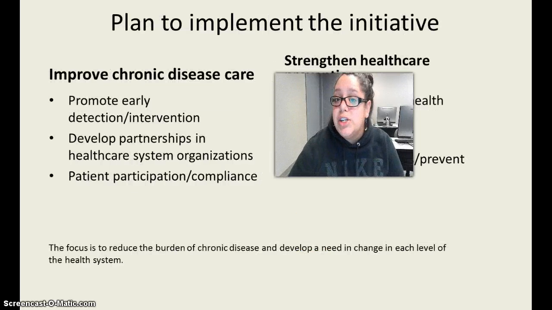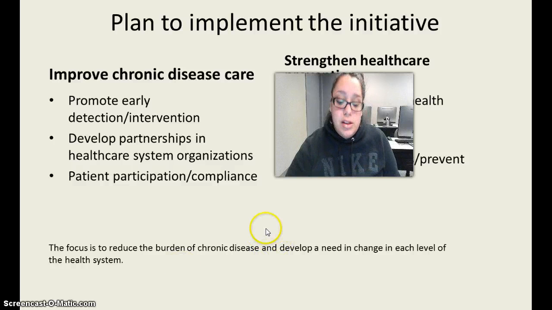Plan to implement the initiative. First, we want to improve chronic disease care, promote early detection and early intervention, and develop partnerships in healthcare systems of organizations, patient participation, and compliance. To strengthen healthcare prevention, we promote building health partnerships. We find the determinants, identify risk factors, and prevent. The focus is to reduce the burden of chronic diseases and develop a need and change in each level of the health system.